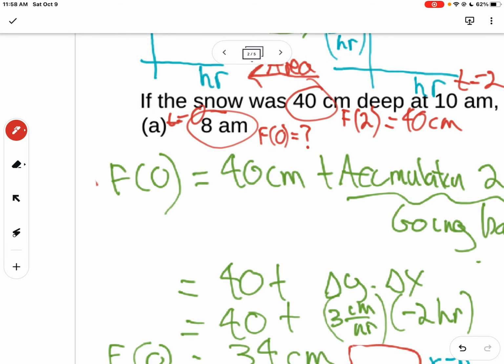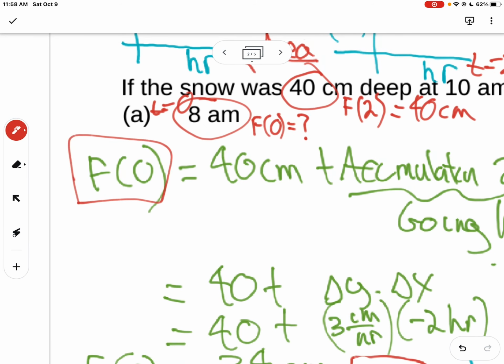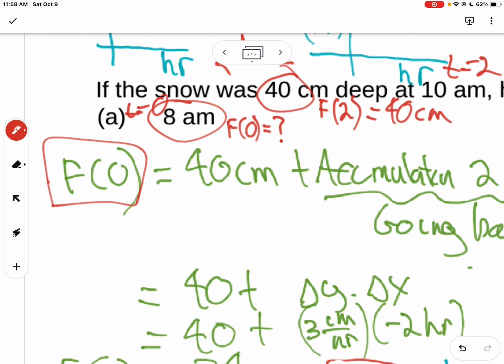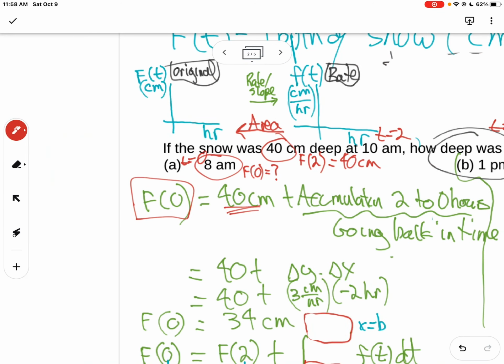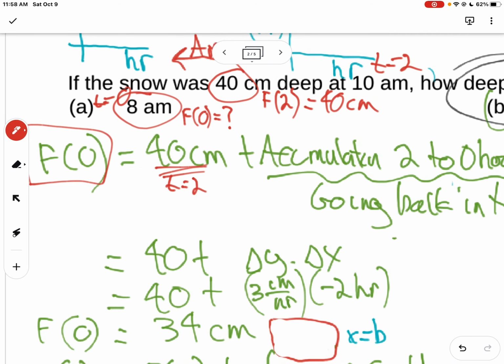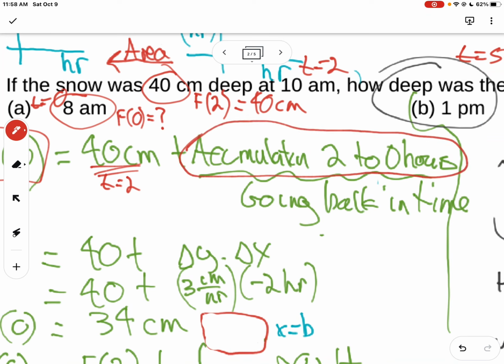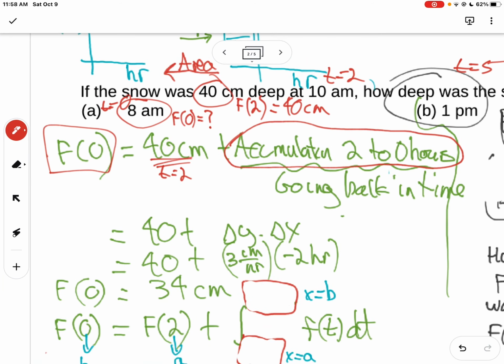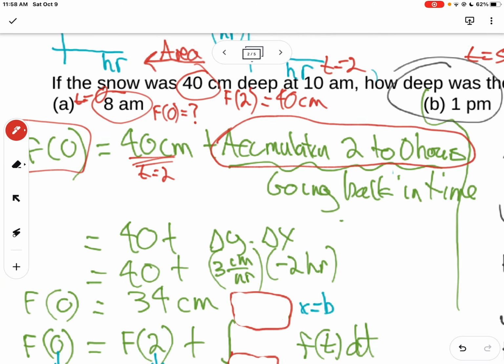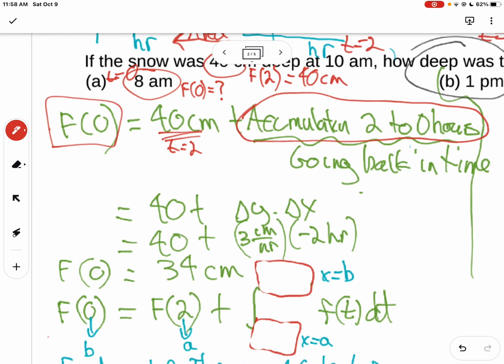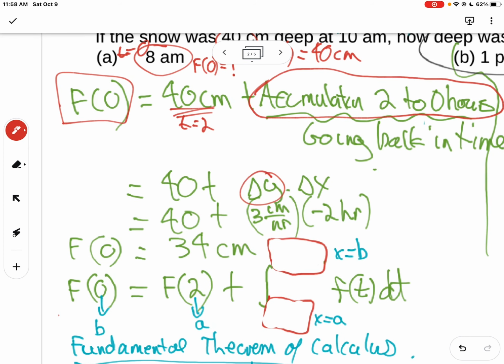So if I go down to here and start writing some notation, this is what I want to figure out. And I know that it was 40 centimeters deep at t equals 2. Then I'm going to accumulate a certain amount of snow. Remember, this is the weird one. I have to go back in time from 2 hours to 0 hours. So is there going to be less snow or more snow? In this case, we went through this, and delta y was 3, delta x is -2 because we're back in time.